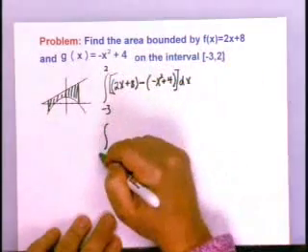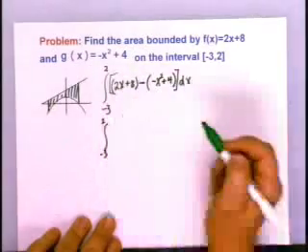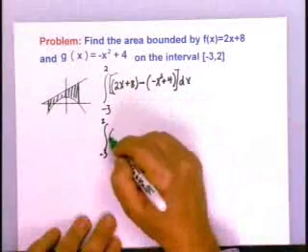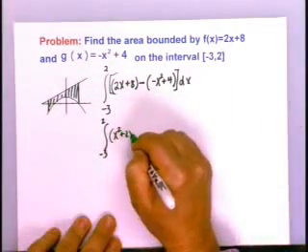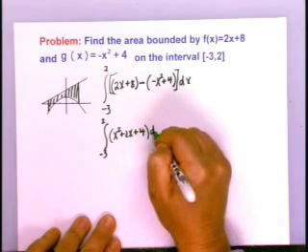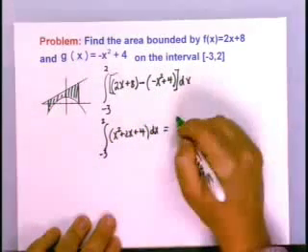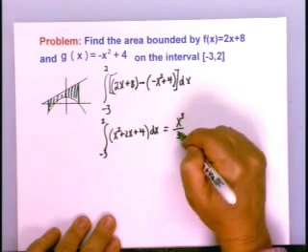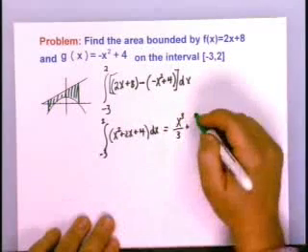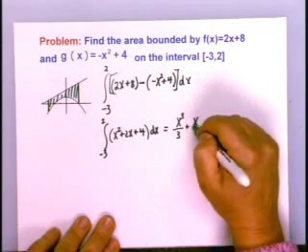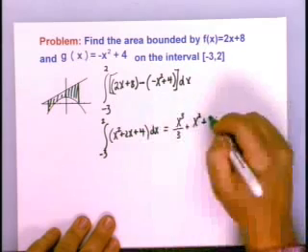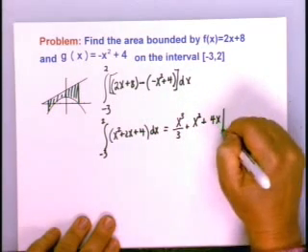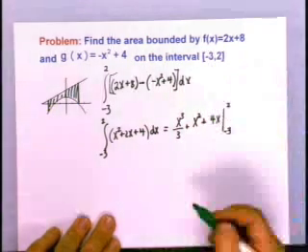I would simplify this first. The integral from negative 3 to 2, if you simplify this, you get x squared plus 2x plus 4 dx. Integrating x squared gives x cubed over 3. The integral of 2x is 2x squared over 2, and the 2's cancel, so that would be x squared. The integral of 4 is 4x, evaluated from negative 3 to 2.